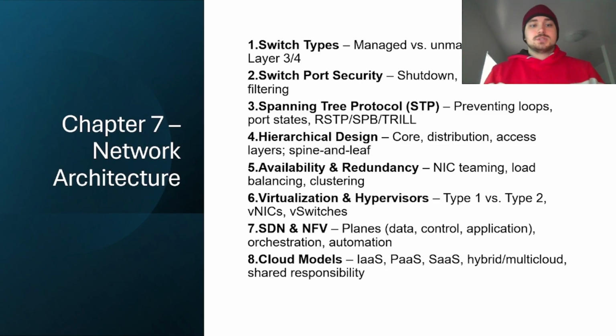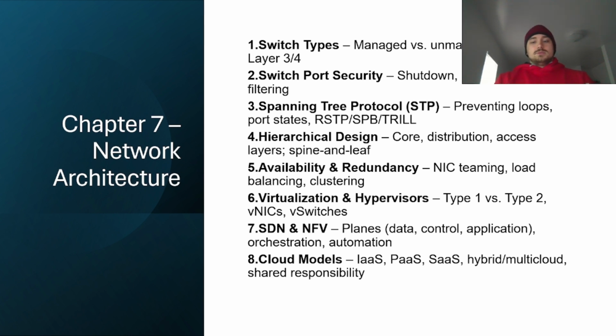First off, we have chapter 7, which is network architecture, which involves switch types, which involves managed versus unmanaged, layer 2 versus layer 3/4. Then we have switch port security, which involves shutdown, port security, and MAC filtering. Then we have the spanning tree protocol, or the STP, which prevents loops, port states, and deals with RSTP, SPB, and TRILL. It has a hierarchical design with a core, distribution, access layers, spine, and leaf.